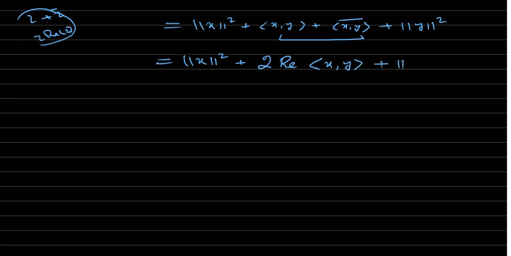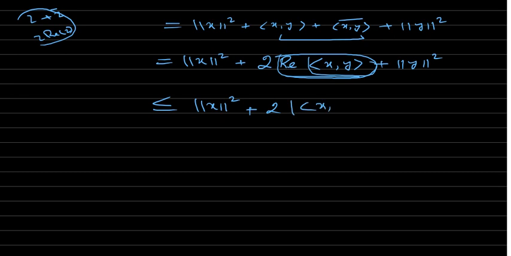But the real part is always less or equal to the mod of the complex number. This is less or equal to norm x squared plus twice this number. This is a complex number. This is the real part of the complex number, and this is always less or equal to the mod of the complex number.